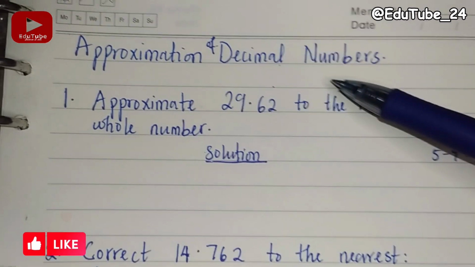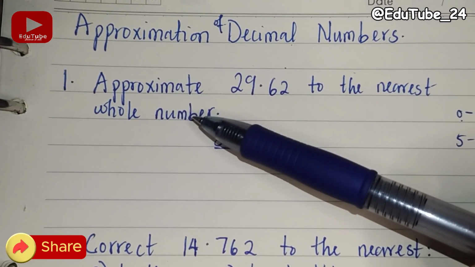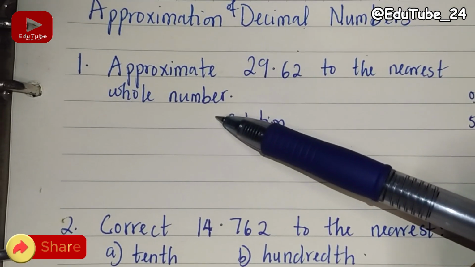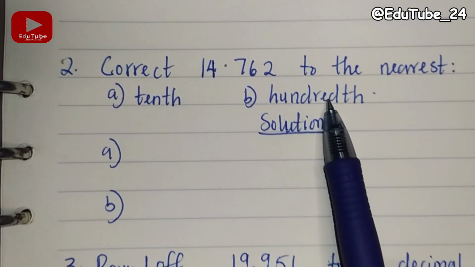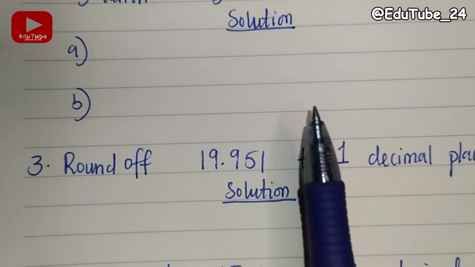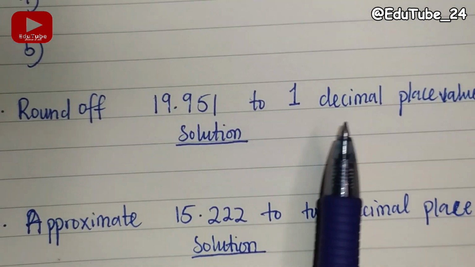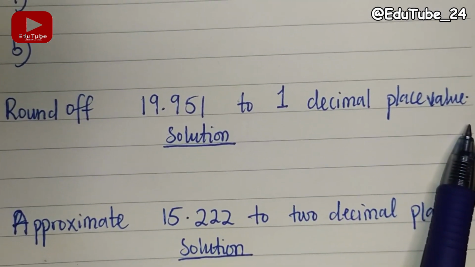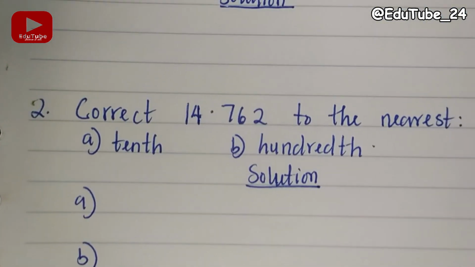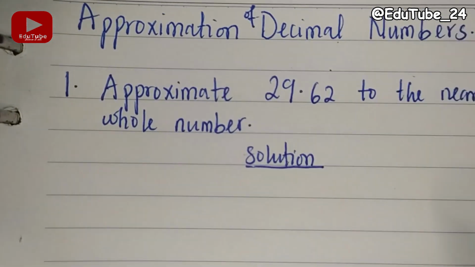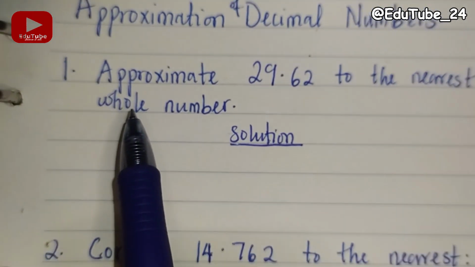Now, to put that into use, we also need to understand for this lesson particularly that we can approximate or round up decimal numbers in various ways. We can round up decimal numbers to the nearest whole numbers, and we can also round up decimal numbers to the nearest tenth, hundredth, thousandth, and so on. We can also round up decimal numbers to a number of decimal places by saying either 1 decimal place, 2 decimal places, or even 3 decimal places. Now let's tackle our first example to practically understand what I'm saying.